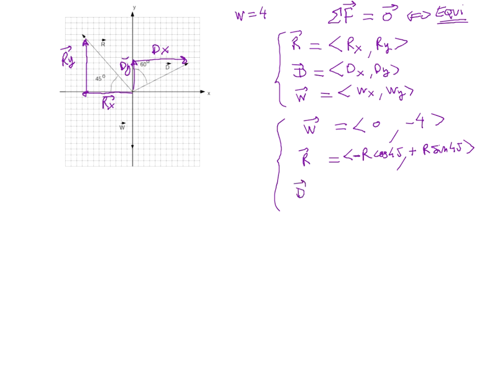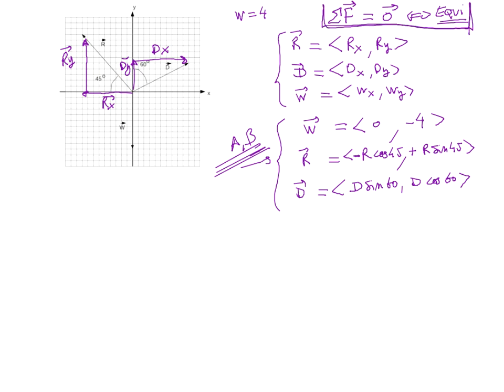So D will be equal to D, which is still unknown, that's the magnitude, times the sine of 60, and the cosine of 60. Okay, so this is coming from section A and B. Let's review. The only new thing here is this part.